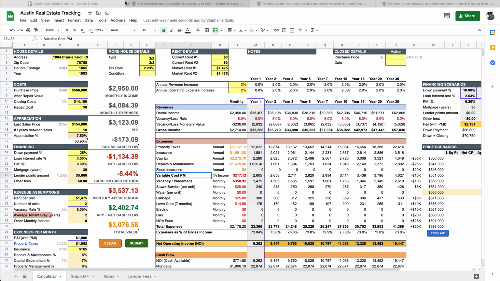As some context, I've been recently looking, and still am looking, in the Austin area, specifically for multifamily. There's not a lot of multifamily in Austin. There's a handful of duplexes, but I figured I would take you along for this updated process that I have.